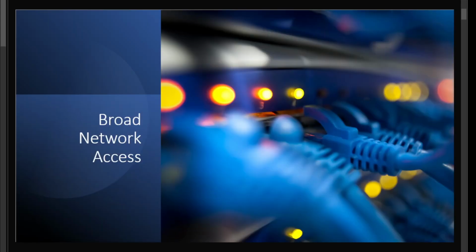So let's go ahead and start with broad network access. Broad network access just means that these resources are accessible from anywhere, from your standard OS browser. They're easily accessible, and the service can be given regardless of where you are.